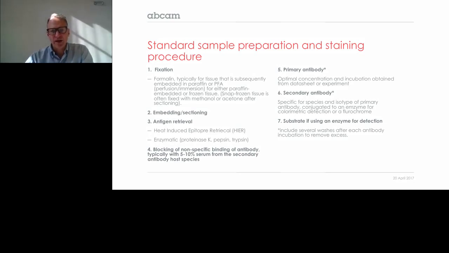Then the next step would be, after washing off excess primary antibody, incubation with a secondary antibody, and then finally rinsing off the excess of that and incubating with the substrate if you're using an enzyme for the detection, or no substrate if you're simply using a fluorescent detection method, a fluorescently conjugated secondary.